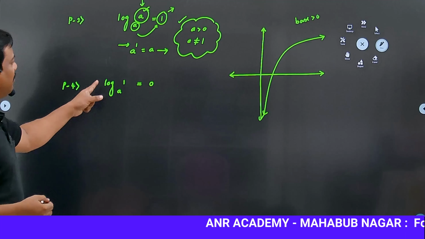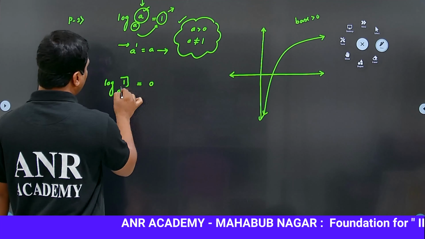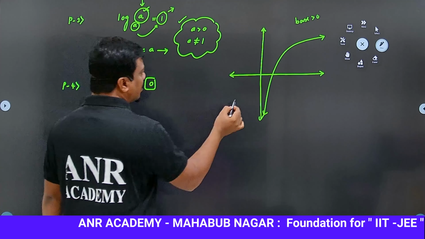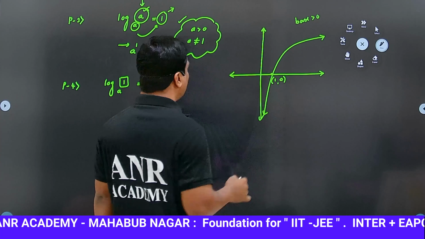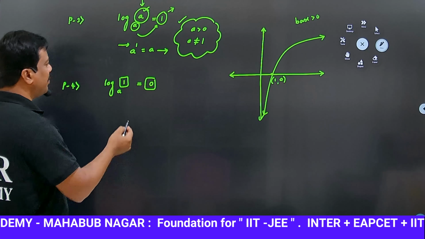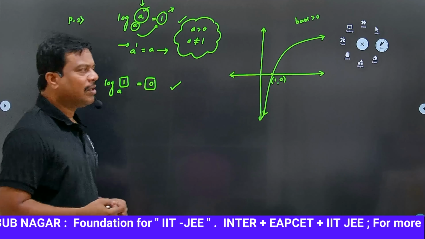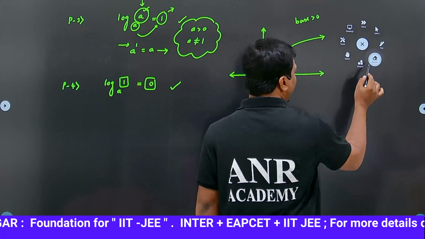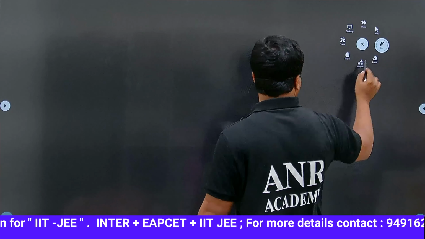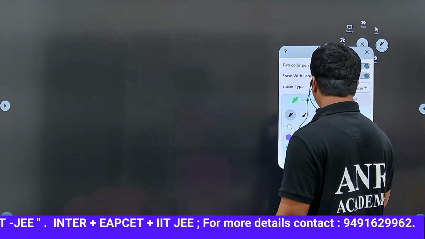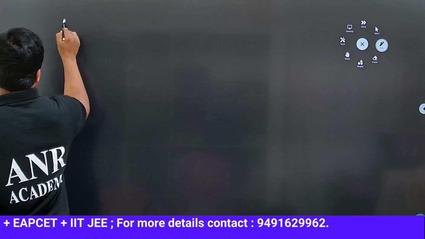Next, log 1 to the base a is 0. Yes, see the graph. When you give input 1, output is 0. Graphically it is very clear. It is passing through the point (1, 0), and hence when you give input 1, output is 0. This is property number 4. Next, let us move to another property, property number 5.